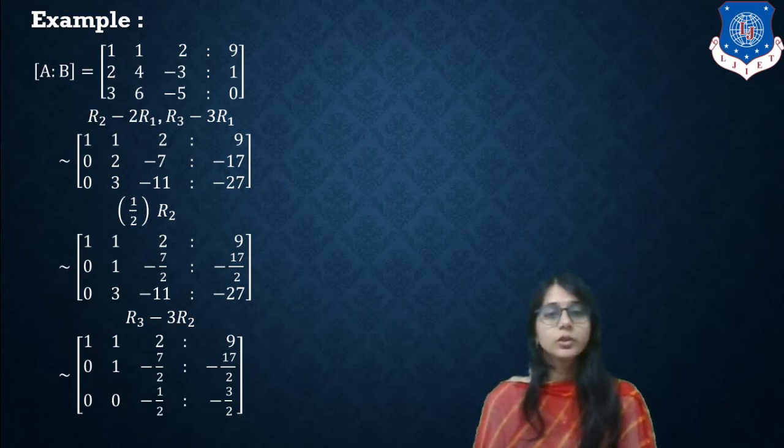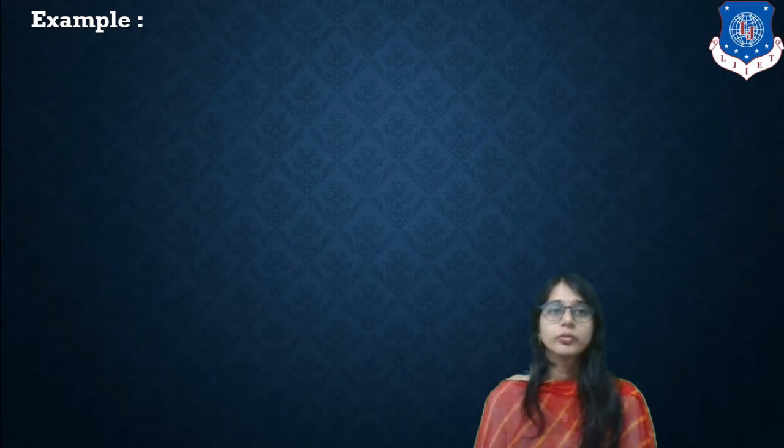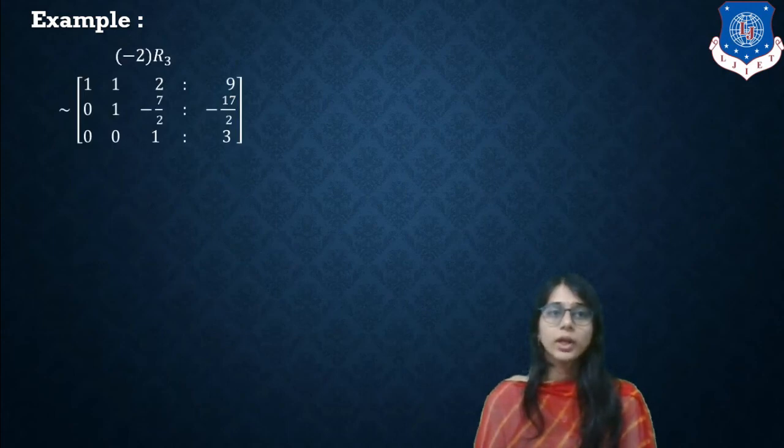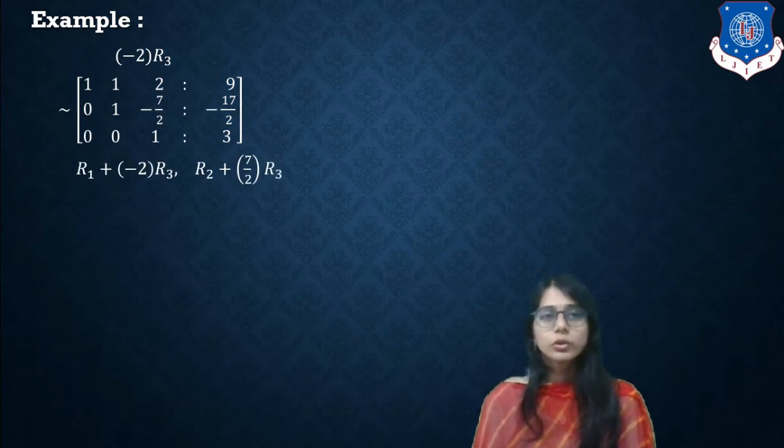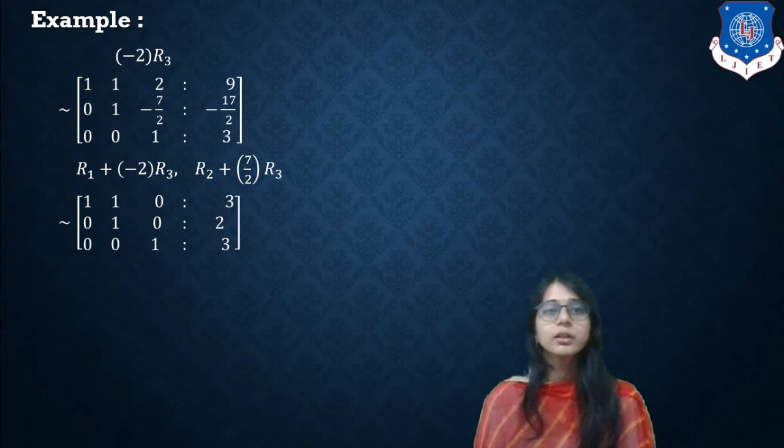Now convert R3 into a leading 1. We get [1, 1, 2, 9; 0, 1, −7/2, −17/2; 0, 0, 1, 3]. Now as per reduced row echelon form, we convert the 2 and −7/2 into 0. Using R1 − 2R3 and R2 + (7/2)R3, we get [1, 1, 0, 3; 0, 1, 0, 2; 0, 0, 1, 3].